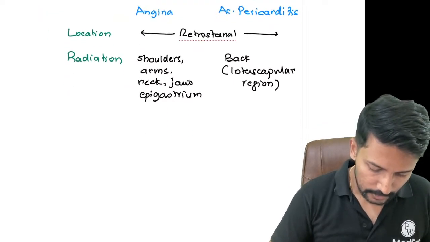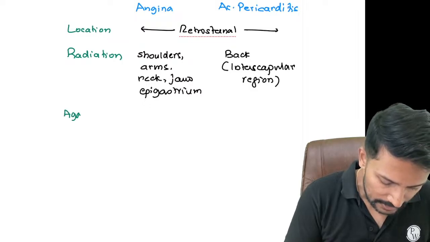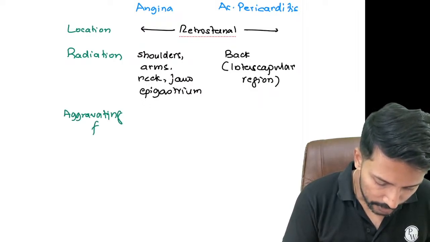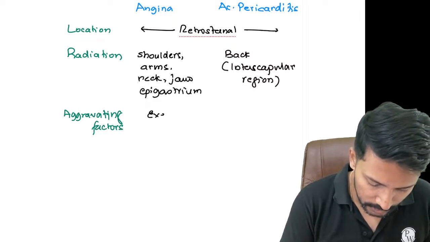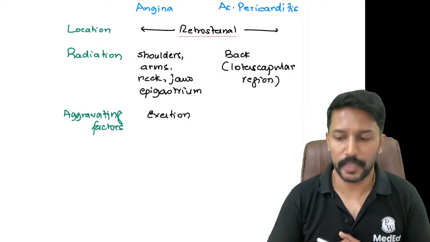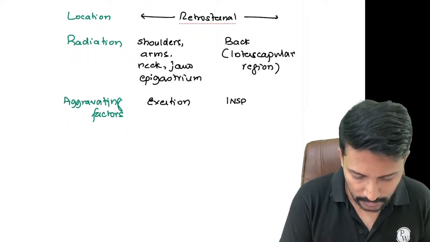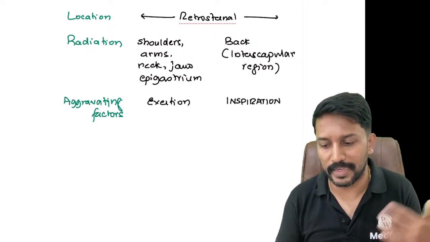Then the pain of angina is usually aggravated by exertion, right? It is usually aggravated by exertion. On the other hand, pain of acute pericarditis gets aggravated by inspiration. It gets aggravated by inspiration. Can anybody tell me why does it get aggravated by inspiration?